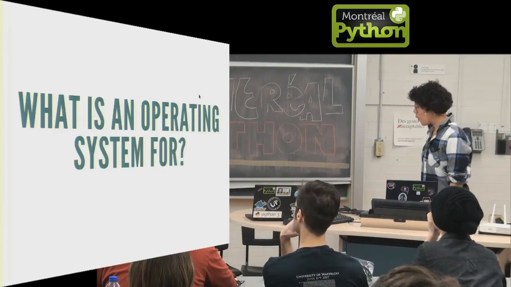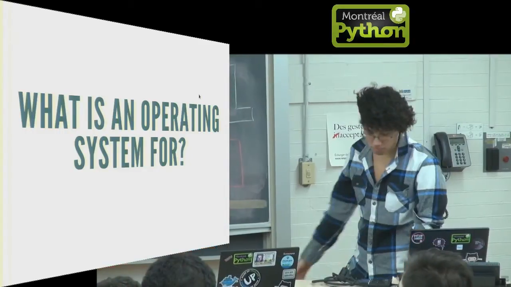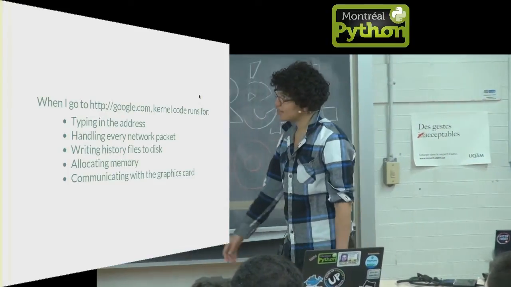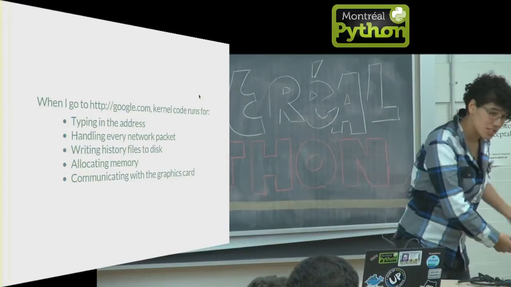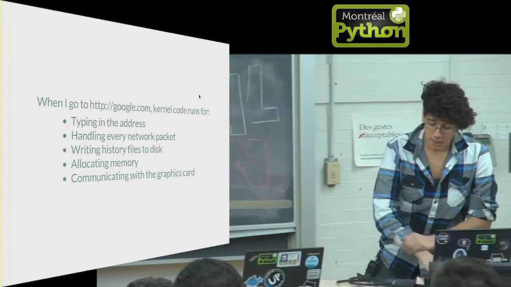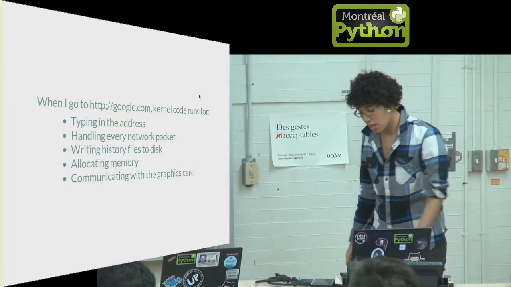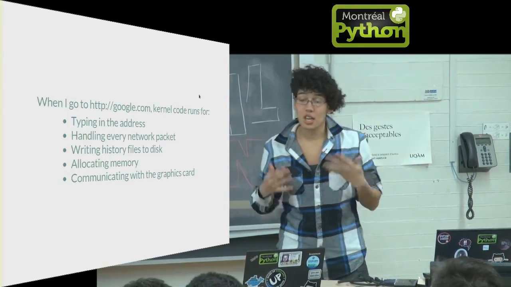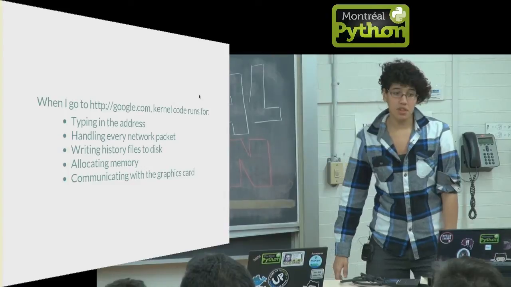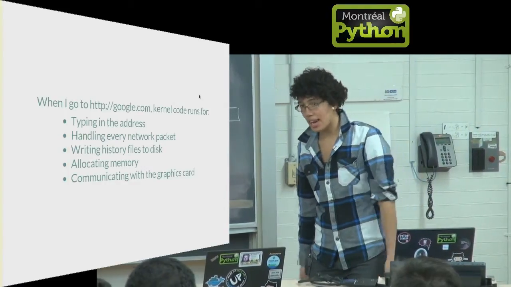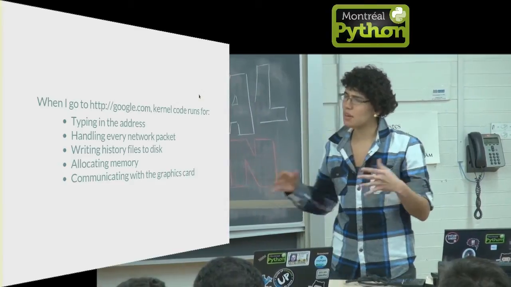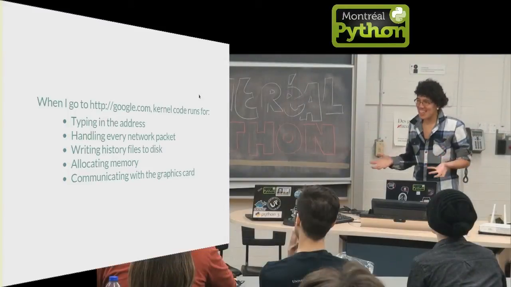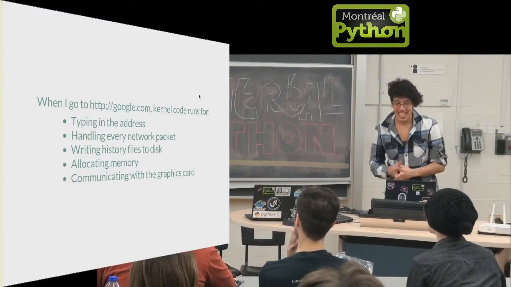So what is an operating system for? Let's say you go to google.com, and your operating system does a million things for you while you do that, right? You start typing in the address on your computer, and you press keys, and it knows how your keyboard works. It runs code every time you press a key. You send data over the network, and it handles all your network packets, right? It implements these network protocols, like TCP/IP, and it's like, okay, I got a packet, okay, I'm sending it to Google, okay, I got a packet from Google. And it interprets all of that so that you don't need to know how these network protocols work.